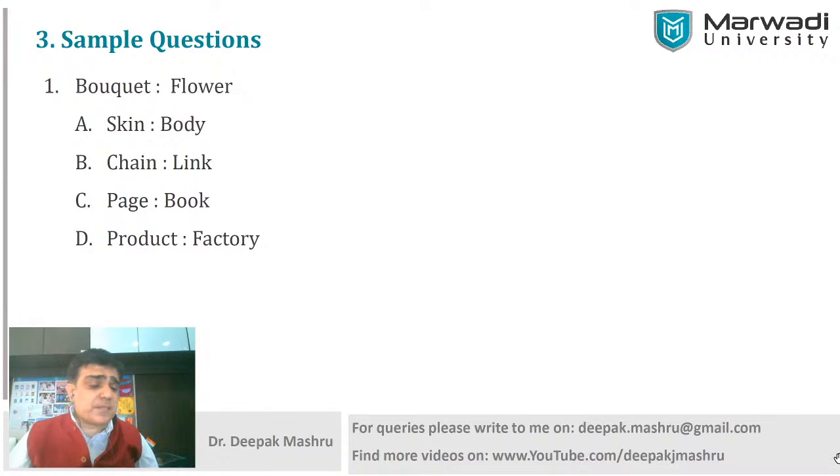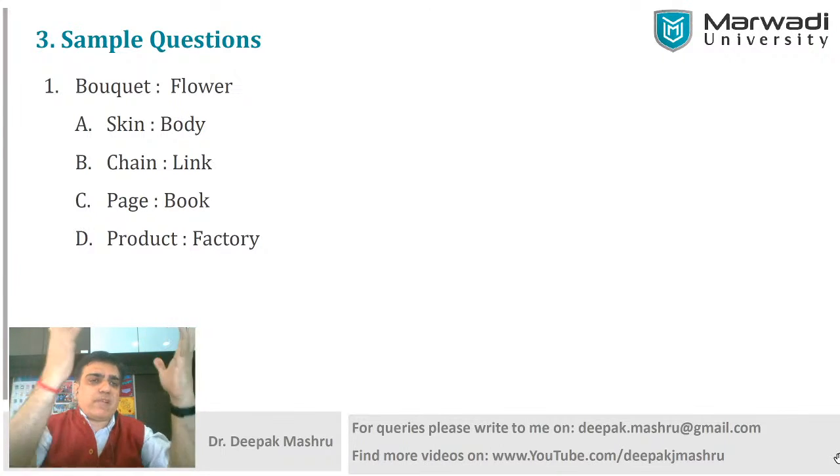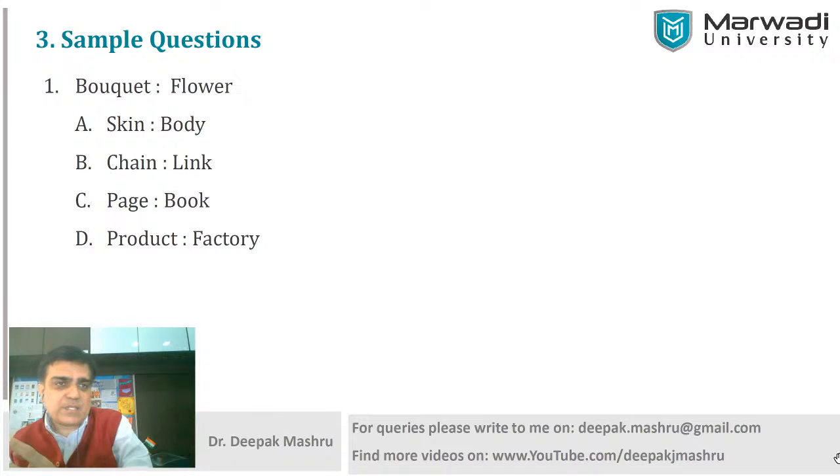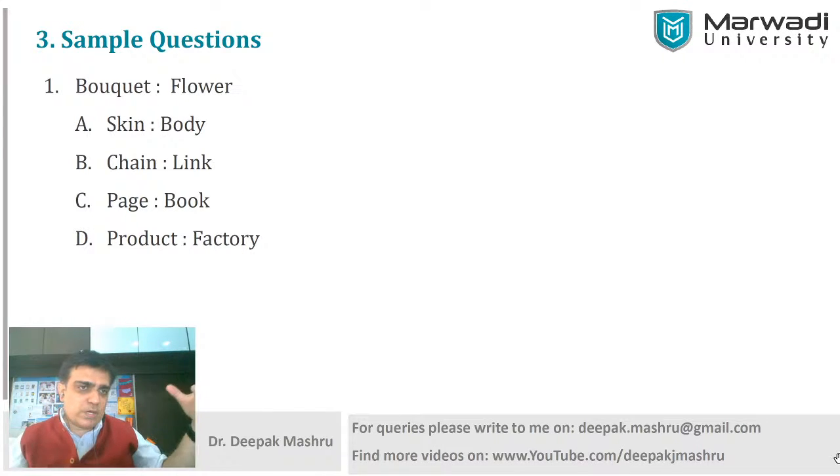Now let's go for the answer, simple questions. We are in the last phase of our webinar. Bouquet and flower. See, bouquet is a full group of flowers. That means we have got lots of flowers together, and flower is part of it. That means whole and a part. Whole and a part. We need to find out.